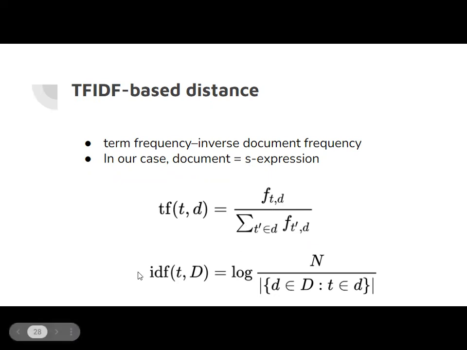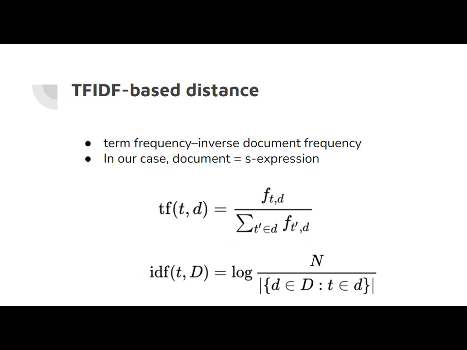And inverse document frequency: first you compute the proportion of the documents, where the number of documents is n, and then you compute the proportion of documents that contain this given word, invert it, and put it on a logarithmic scale. So this is inverse document frequency. It's large if the term appears only in one place.